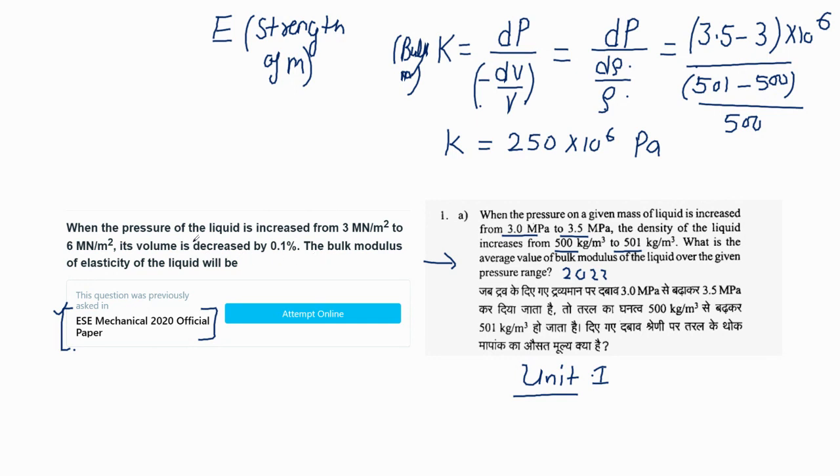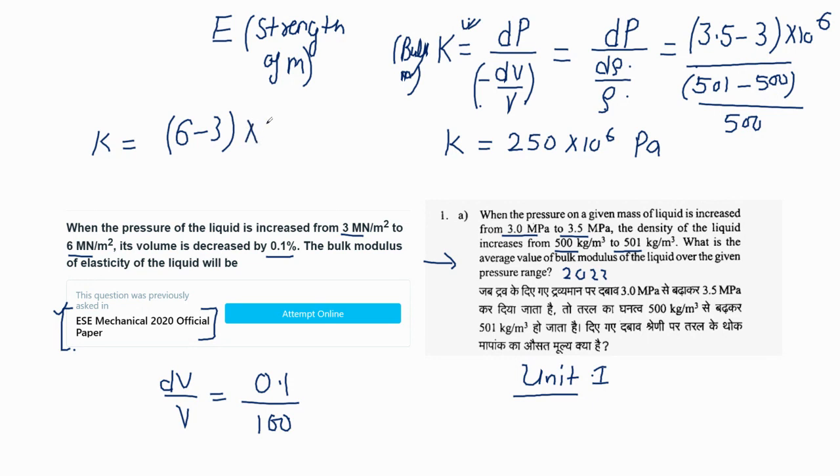So what is in this? The pressure is increased from 3 megapascal to 6 megapascal, and volume is decreased by 0.1%. Now here the decrement in volume is given. So here directly they have given dV by V, how much is it given? 0.1%. So we have to divide it by 100. Now what is bulk modulus? K is equal to, we use this expression, K is equal to change in pressure. It is 3 to 6, so change in pressure is 6 minus 3.